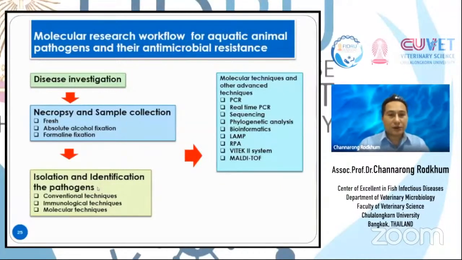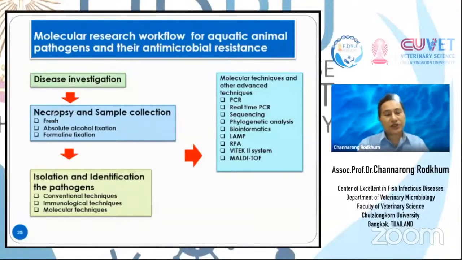On this slide, I will start with how to deal with the diseased fish when you would like to make a diagnosis. First of all, you have to investigate the diseased fish in the farm. After that, the clinical signs that appear only in the external area of the fish cannot give a definite diagnosis of what kind of pathogen or what kind of disease occurs in the fish. We have to make a necropsy and sample collection.